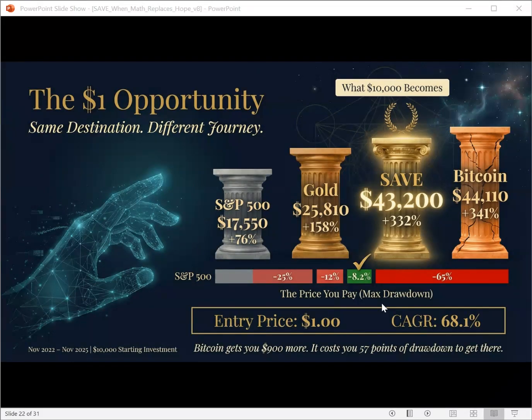The entry price for the SAVE token is $1, and that's not a metaphor. One SAVE token costs $1 at launch.